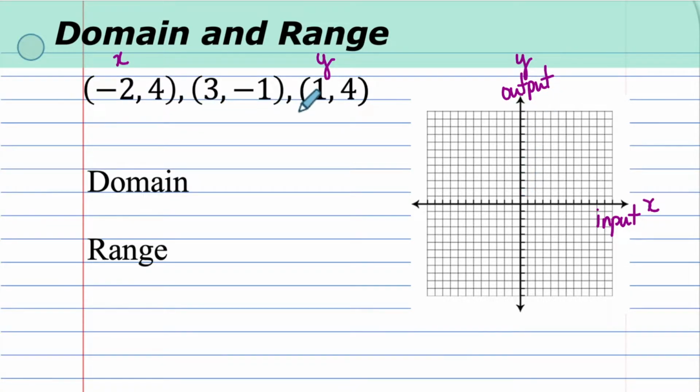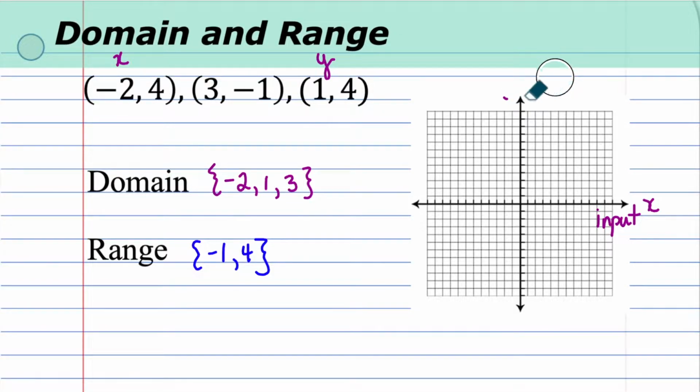If you're given a list of points, it's easy enough to write out the domain. -2, 1, and 3 for domain. -1 and 4, and we don't need to repeat numbers that appear twice. And I think what I'm going to do is change this Y to the blue color, and then we'll keep that all the same throughout the examples. The range are all the Y values. All right, so purple and blue.